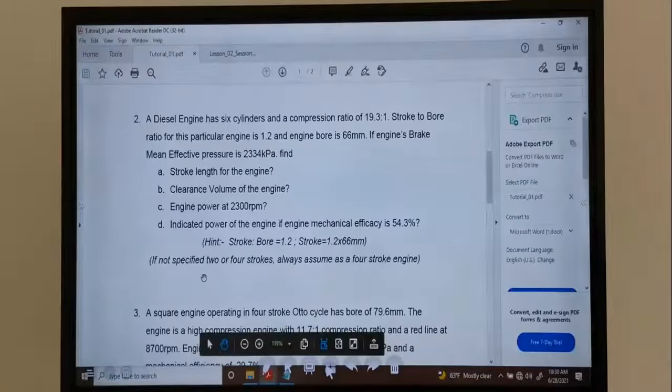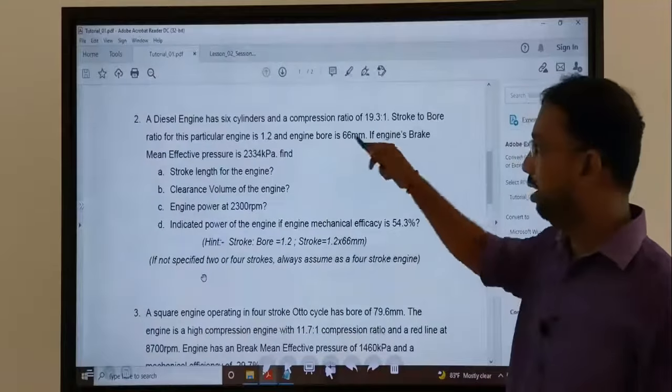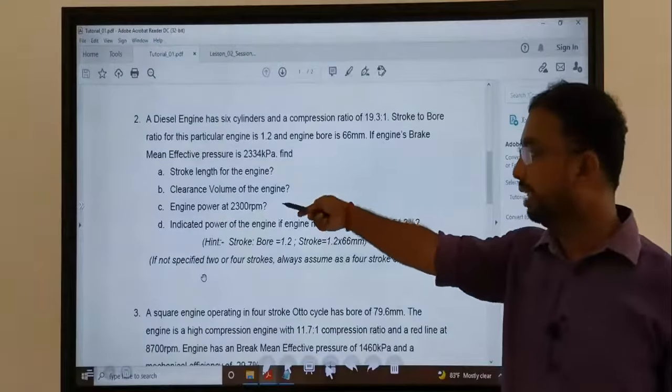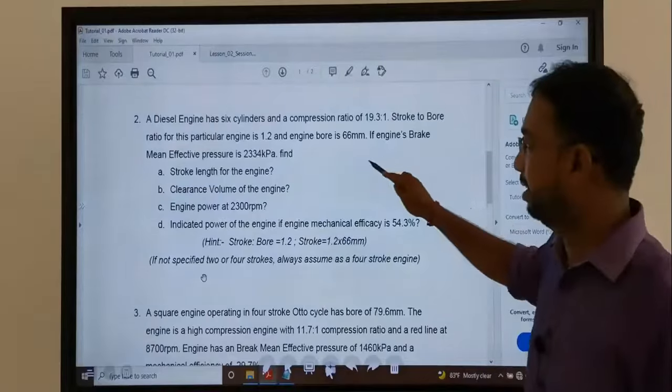So what is the third question? Now we have to find the engine power at 2300 rpm. Engine power normally means the brake power. The brake power is what we call engine power. So the brake mean effective pressure we know.